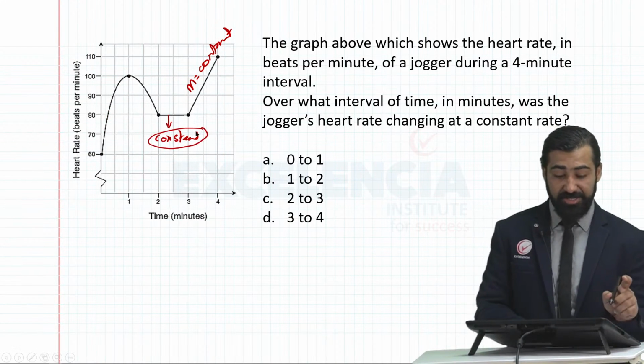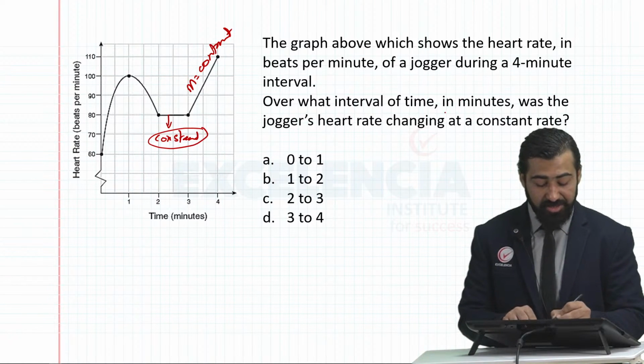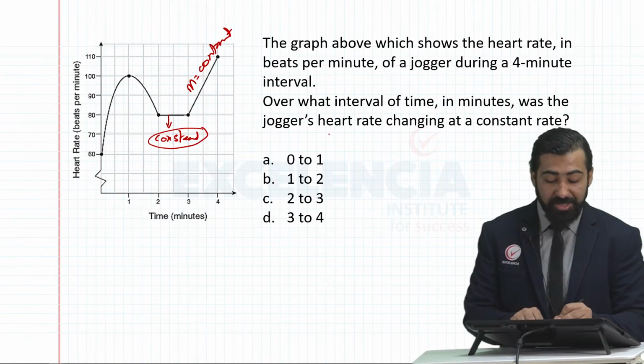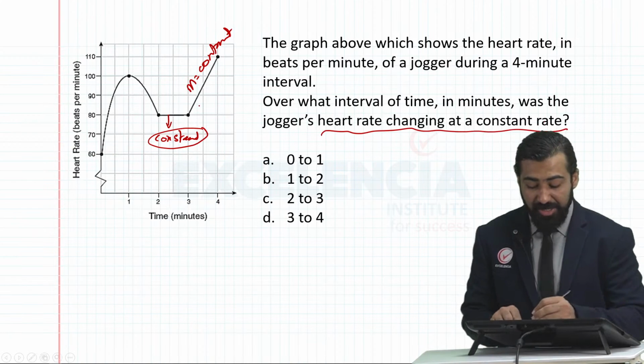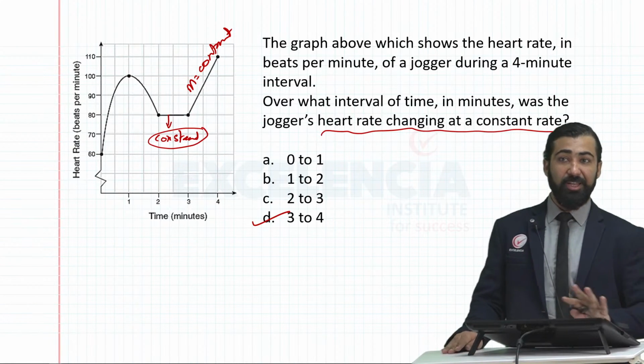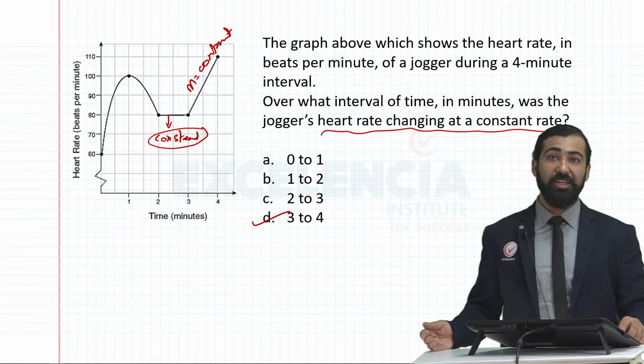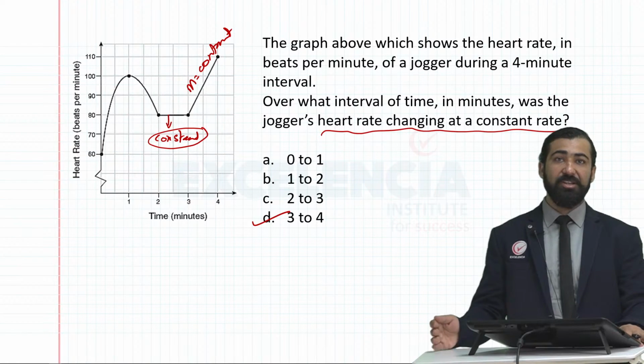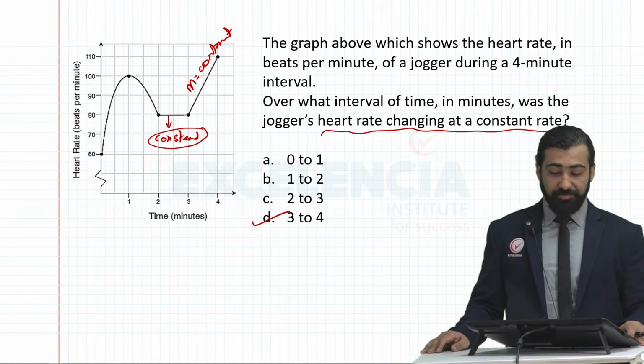So on rereading the question, I realized the error. Heart rate is changing at a constant rate between 3 to 4. But heart rate is constant between 2 to 3. It's not changing at all between 2 to 3, whereas it's changing at a constant rate between 3 to 4.